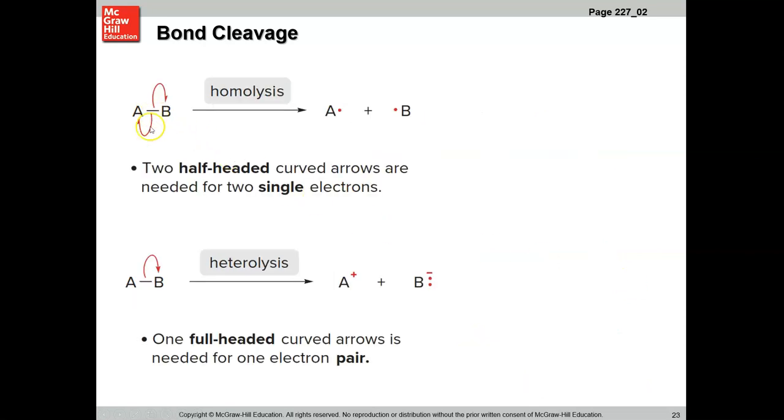And just to show you the arrow formalism, we've talked about this before, but if we break this into two, this half or single-sided arrow represents just the movement of one electron. So you can see that with a homolysis versus heterolysis, where we have a double-headed arrow, both of these electrons are moving to B.